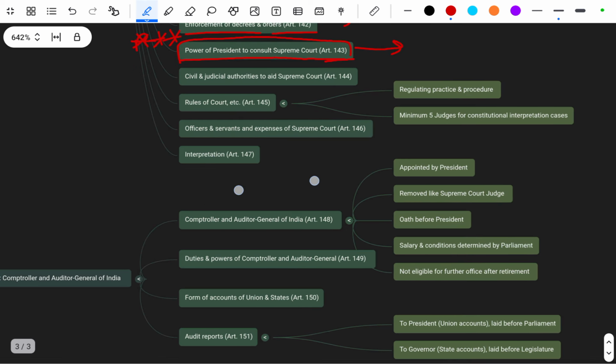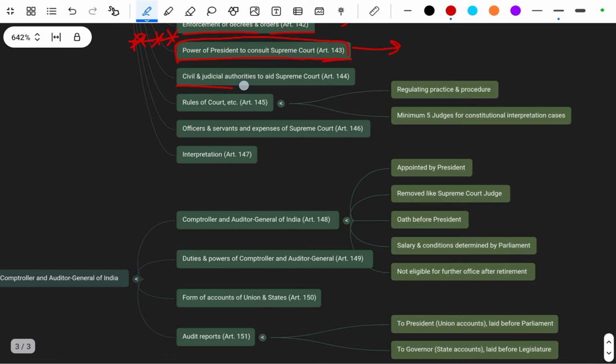Next is civil and judicial authorities to aid the Supreme Court, that is under Article 144. Next is the rules of the court under Article 145. So basically, regulation of practice and procedure, with a minimum of 5 judges for a constitutional interpretation case. Officers and servants and expenses of the Supreme Court are under Article 146. The Supreme Court has powers to appoint servants and officers for itself. Next, the interpretation under Article 147.